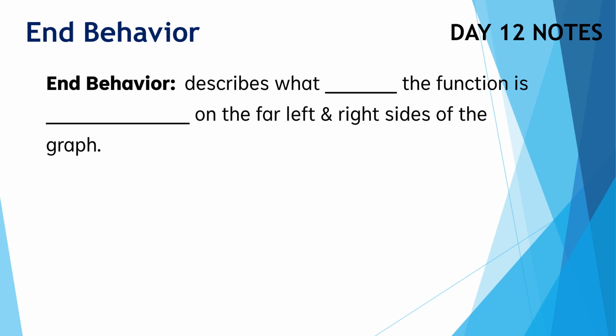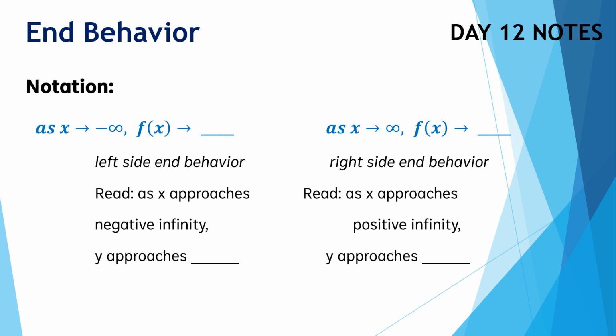It is described as the y value that the function is approaching on both the far left and far right sides of the graph. So when we're looking at a graph, it's really easy. We'll also discuss how to figure out those values when we look at equations. So the first thing we need to know is the notation for end behavior.